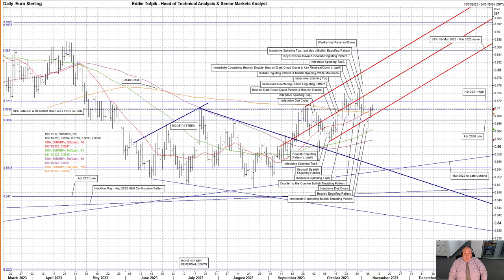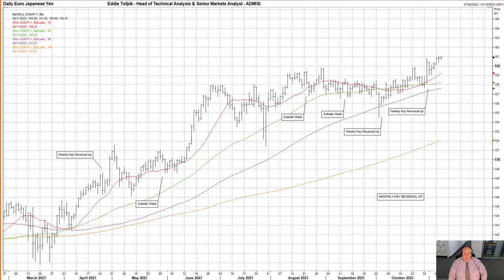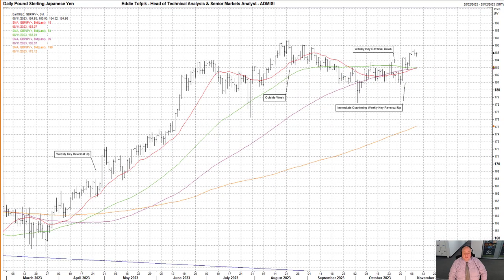Thus, we have ended up with a weekly key reversal down in euro sterling last week, which this week has seen a reactionary move back up. And a weekly key reversal up in euro yen last week, which, for a change, has actually seen at least the attempt of a follow-on higher this week. The final one was a weekly key reversal up in sterling yen, which has seen an attempted follow-on higher at the start of this week, but which has seemingly pulled back to last Friday's close the more we have ventured into this week.